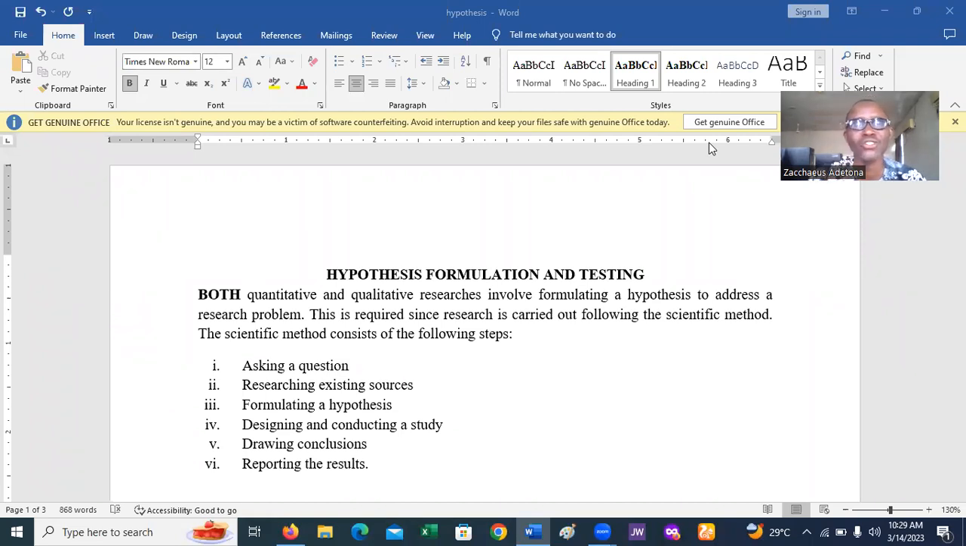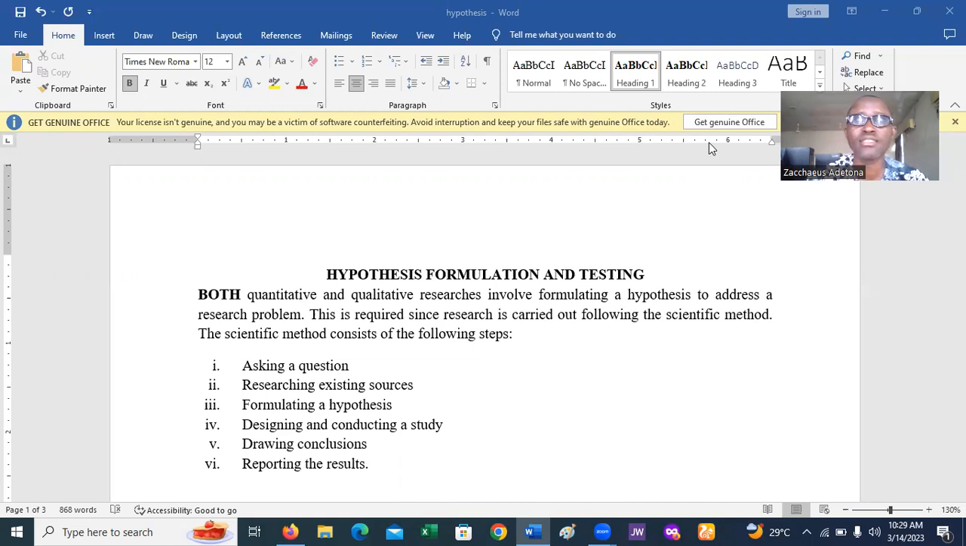Today we are going to talk about a very important aspect of research, and that is hypothesis formulation. So today's topic is hypothesis formulation and testing. We want to discuss the importance of formulating a hypothesis and testing it in research.